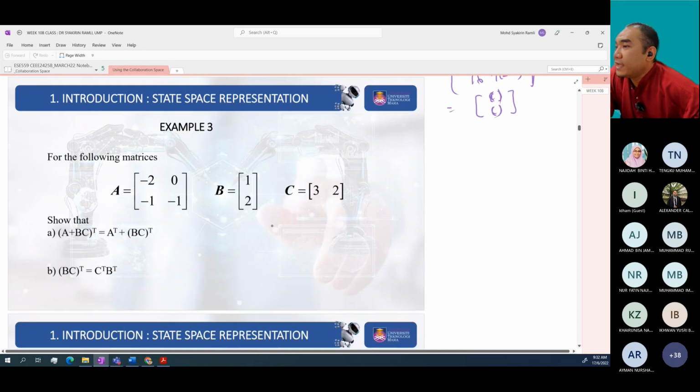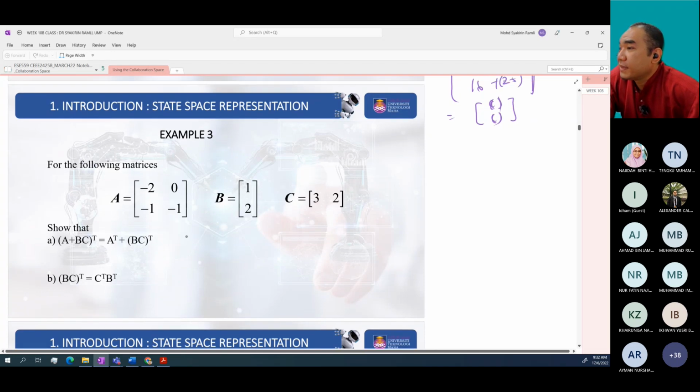Okay, let's take a look at this example. How to show that (A + BC)ᵀ = Aᵀ + (BC)ᵀ? Bagi idea sikit. Macam mana kita nak tunjukkan yang ini sama dengan yang ini? How can we show that this (A + BC)ᵀ is the same as Aᵀ + (BC)ᵀ? What is the step that we have to do to show?